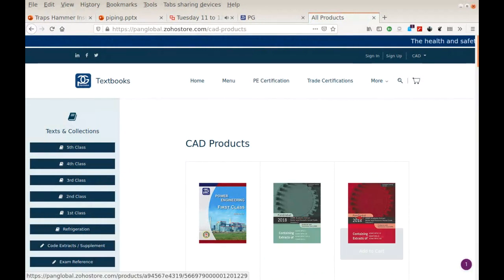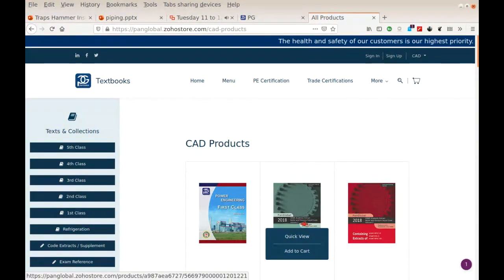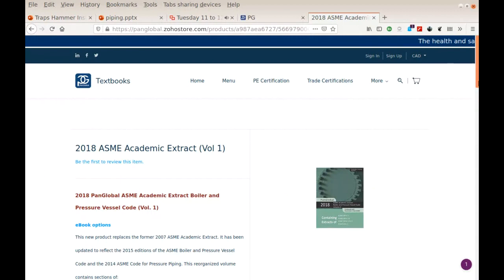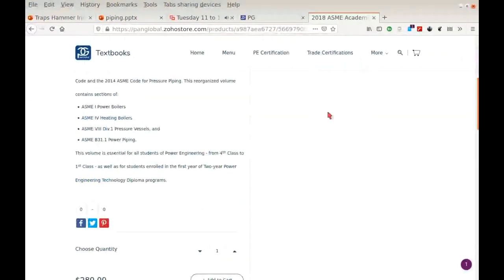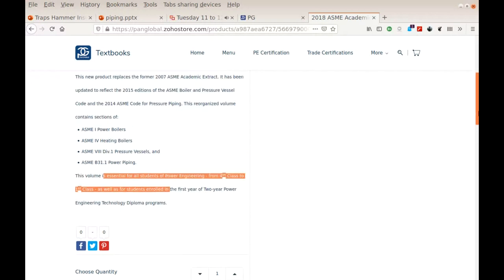Codes and extract supplements. Actually, it's these two here. There's this one here, which is ASME 1, ASME 4. Well, let's look at it. So this is volume 1. So it's got ASME 1 power boilers, but not the whole thing, just the academic extract. It's got ASME 4, which is heating boilers, 8 Div 1, which is pressure vessels, and 31.1 power piping. Okay, it says it's essential for students from 4th class to 1st class, as well as students in the 2-year technology programs.